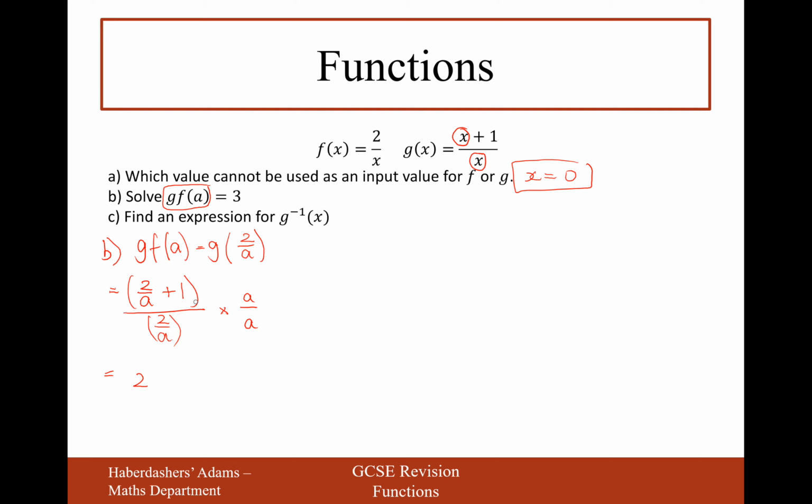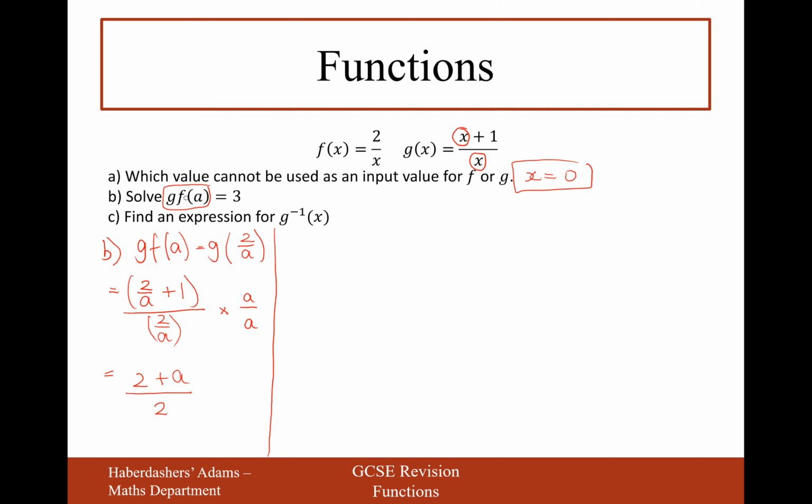Because I've got a divide by a and a multiply by a, and those two things are opposites, so they cancel each other out. Then it's going to be 1 times a, which is just a. And that's going to be over 2 over a, 2 divided by a, times a. Times and divide cancel each other out, so you're left with just 2.